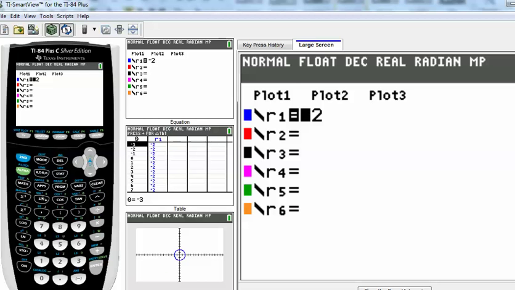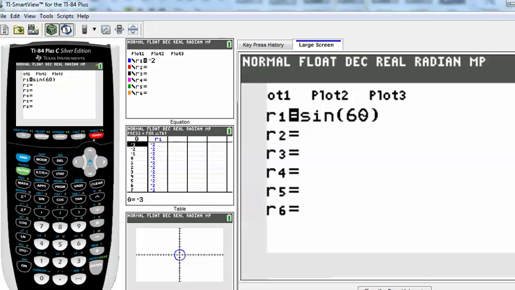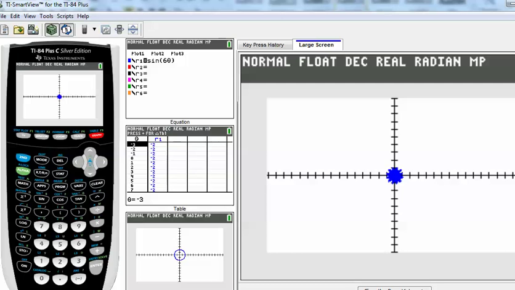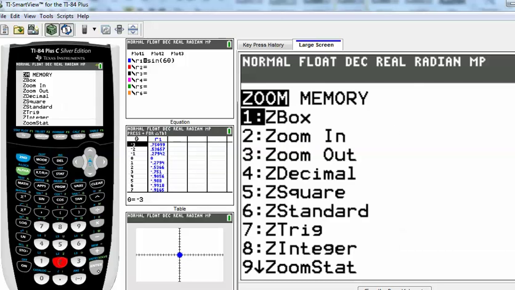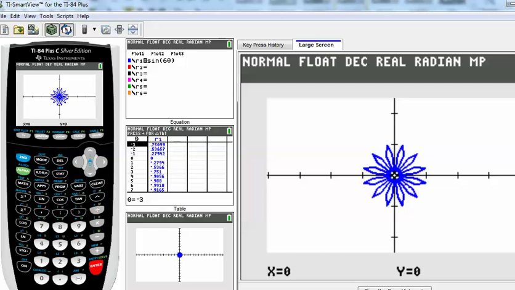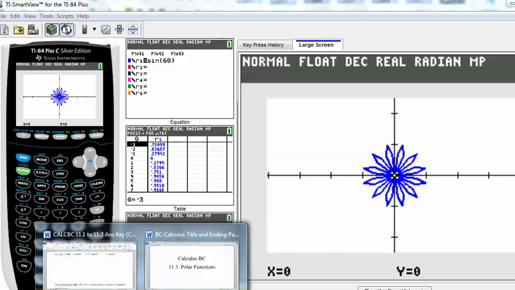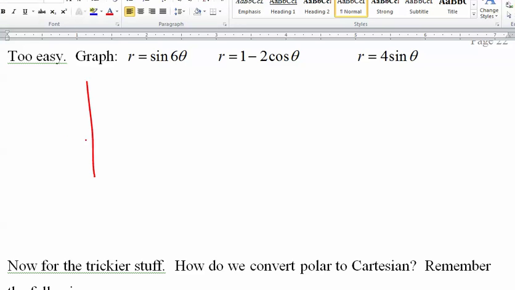First one was sine of 6 theta. Graph that, and we get something we can't even see. Zoom to enter. This is called a rose, and there are 1, 2, 3, 6, 9, 12 petals. So we have a rose, and I'm going to do this horribly. 1, 2, 3, 4, 5, 6, 7, 8, 9, 10, 11, 12. And I have some follow-up on this in a little bit.